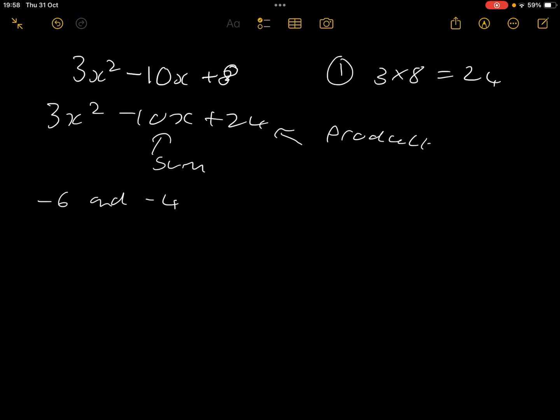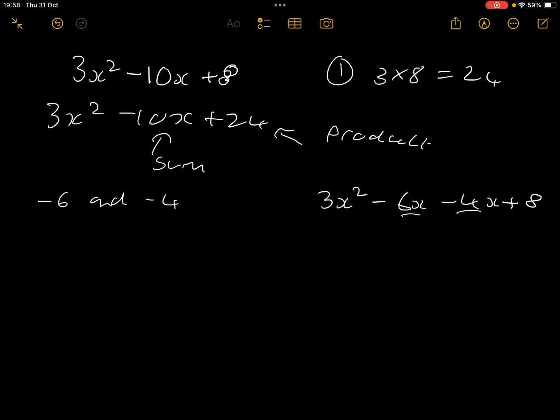So now we've got this, we split the middle term. That's what we call it, middle term split. So now we have 3x squared minus 6x minus 4x, and we change the term back to the original, which is 8. It doesn't matter which way around I write these, you're still going to get a solution on the left. It's going to work.